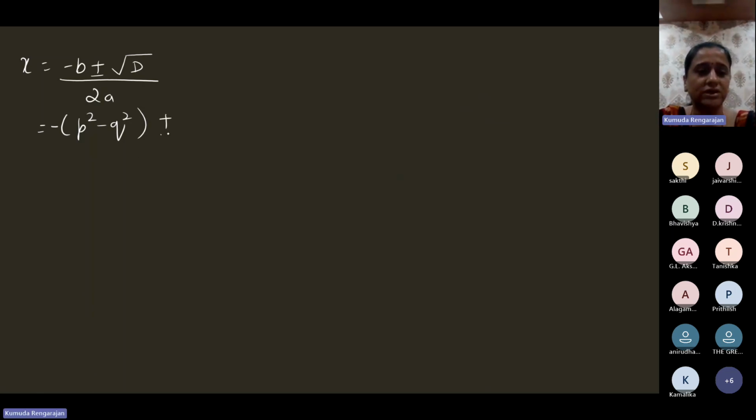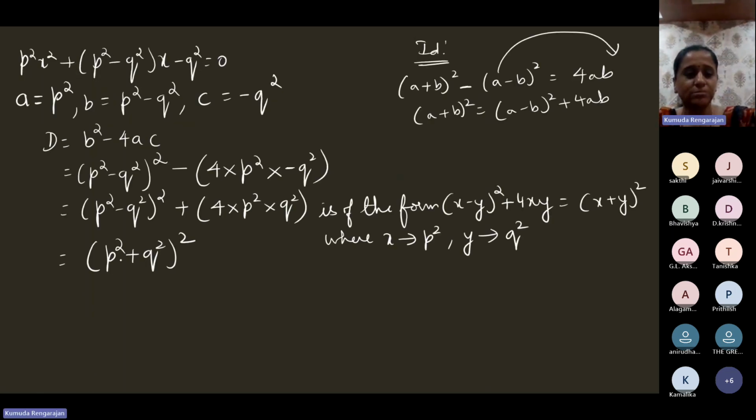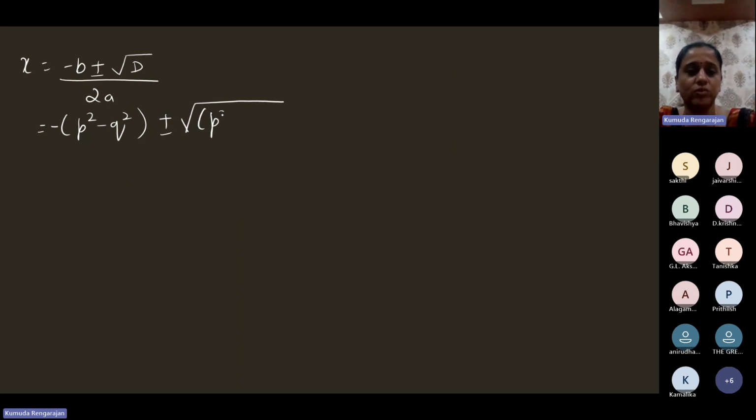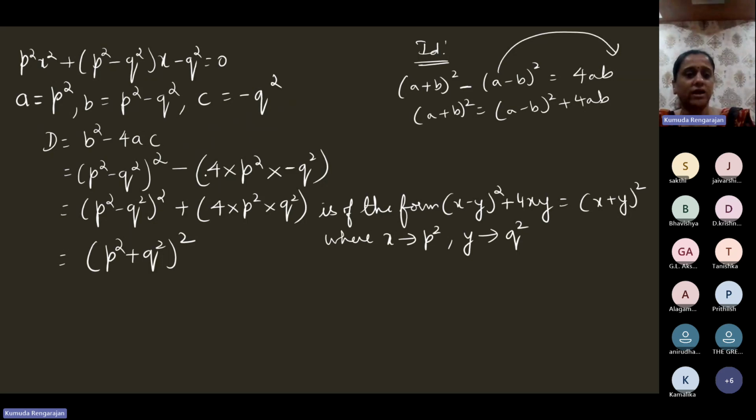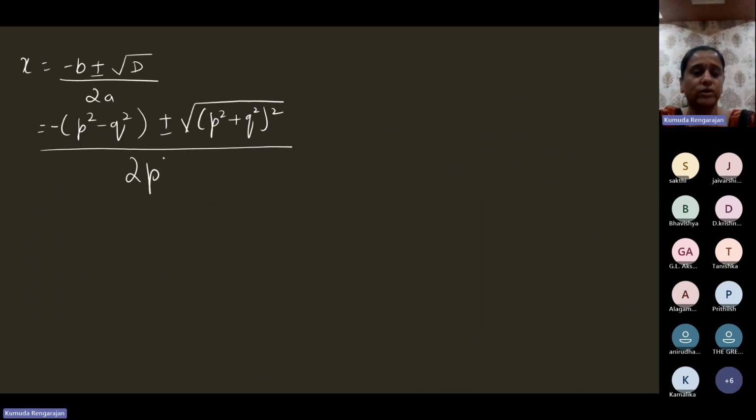plus or minus root D. What's D? P square plus Q square, the whole square, by 2A. A is P squared, so 2 into P squared. All right. So minus of, we can open the bracket also. It'll be minus P square, minus into minus plus Q square. Plus or minus square root of P square plus Q square, the whole square.